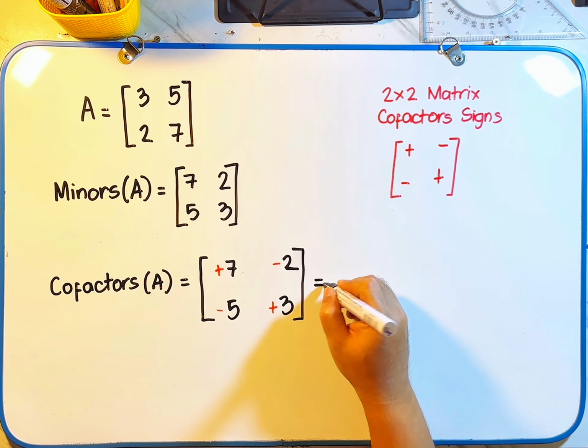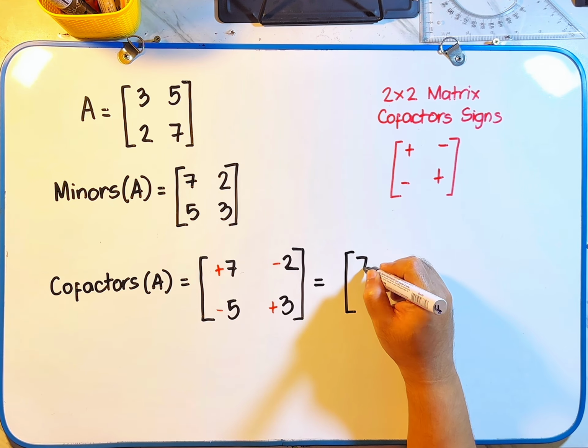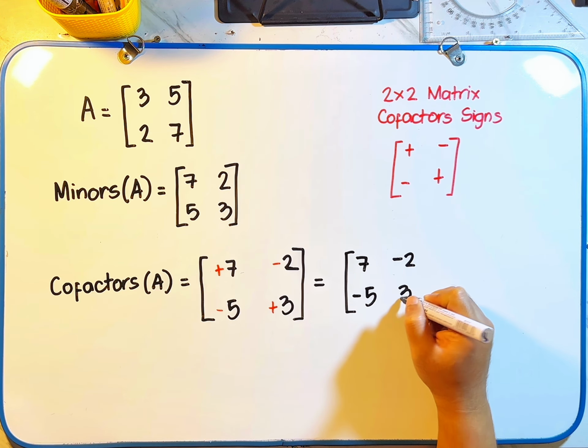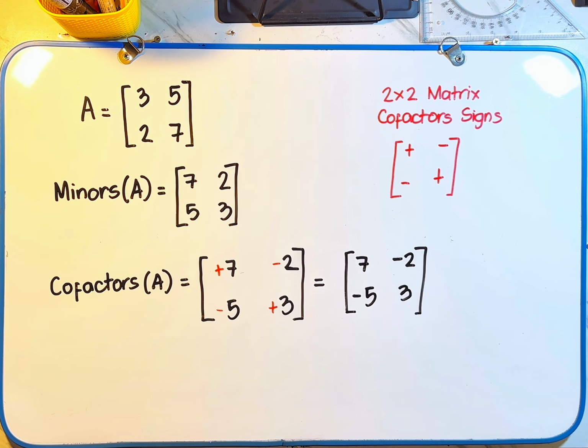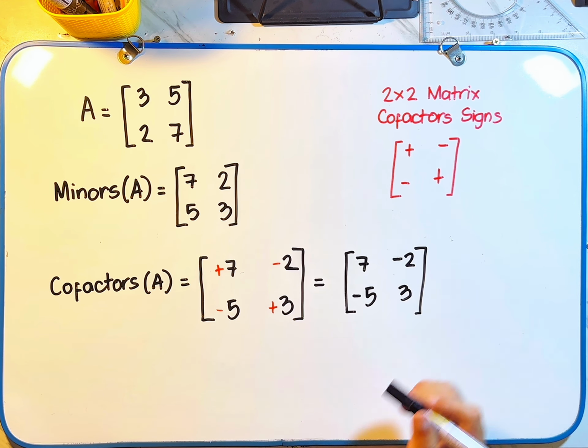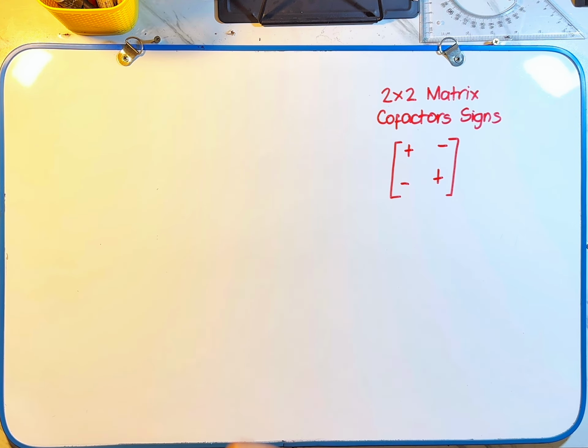And if you simplify, we'll end up with 7, negative 5, negative 2, positive 3. And now, this is the cofactor of matrix A. And upon using this, as you can see, it saved us a lot of time instead of following the formula. Now let us try this one.